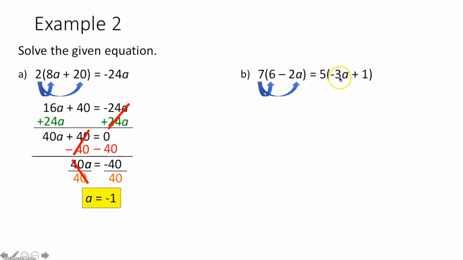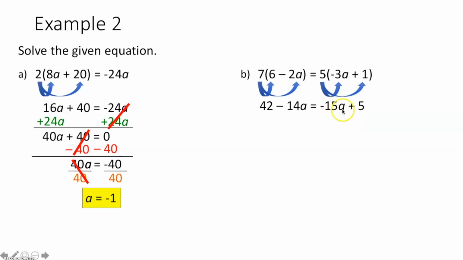Same thing over here. Can I simplify what's in here? No, this has an A, this does not. But I can distribute this 5 here and here. So let's go ahead and do that. 7 times 6 is going to be 42. 7 times negative 2A is going to be negative 14A. 5 times negative 3A is negative 15A. And then 5 times 1 gives you 5. Boom, done, simplified.